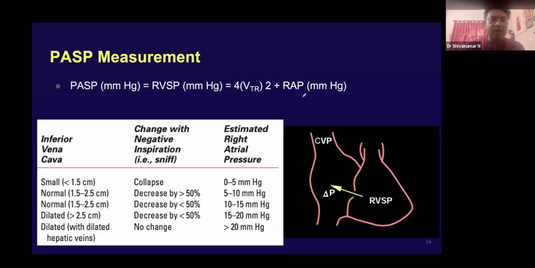So right atrial pressure, how do we measure? Right atrial pressure can be imputed from the IVC diameter. You can use this table, which is available online. Based on the IVC diameter, if it is less than 1.5 centimeter and is collapsible, the RA pressure is about 5 millimeters of mercury. If it is dilated more than 2.5 centimeter and not collapsible, your estimated RA pressure is about 15 to 20 millimeters of mercury. So you can add this RA pressure to the TR jet term, and you will get the right ventricular systolic pressure. Most of the machines do the calculations on their own. If you put in the values, it will automatically give you the pulmonary systolic pressure.